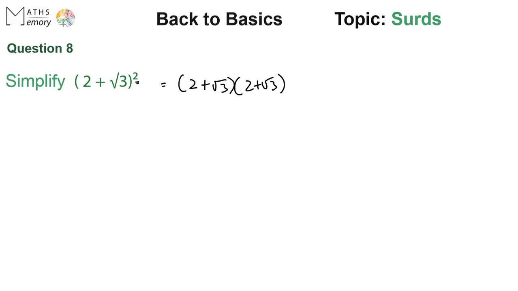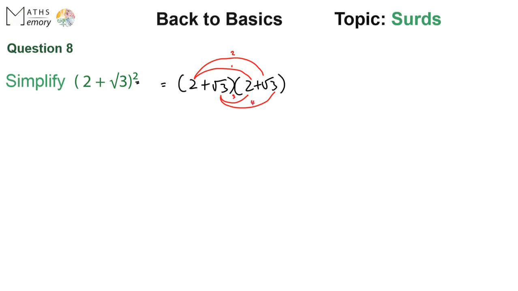So we're going to do the crab claw method for this. We're going to do it as such. So let's do this. 2 times 2, that's the first step. Second step is 2 times root 3. Third step, root 3 times 2. Fourth step, root 3 times root 3. So that was 1, 2, 3, 4.